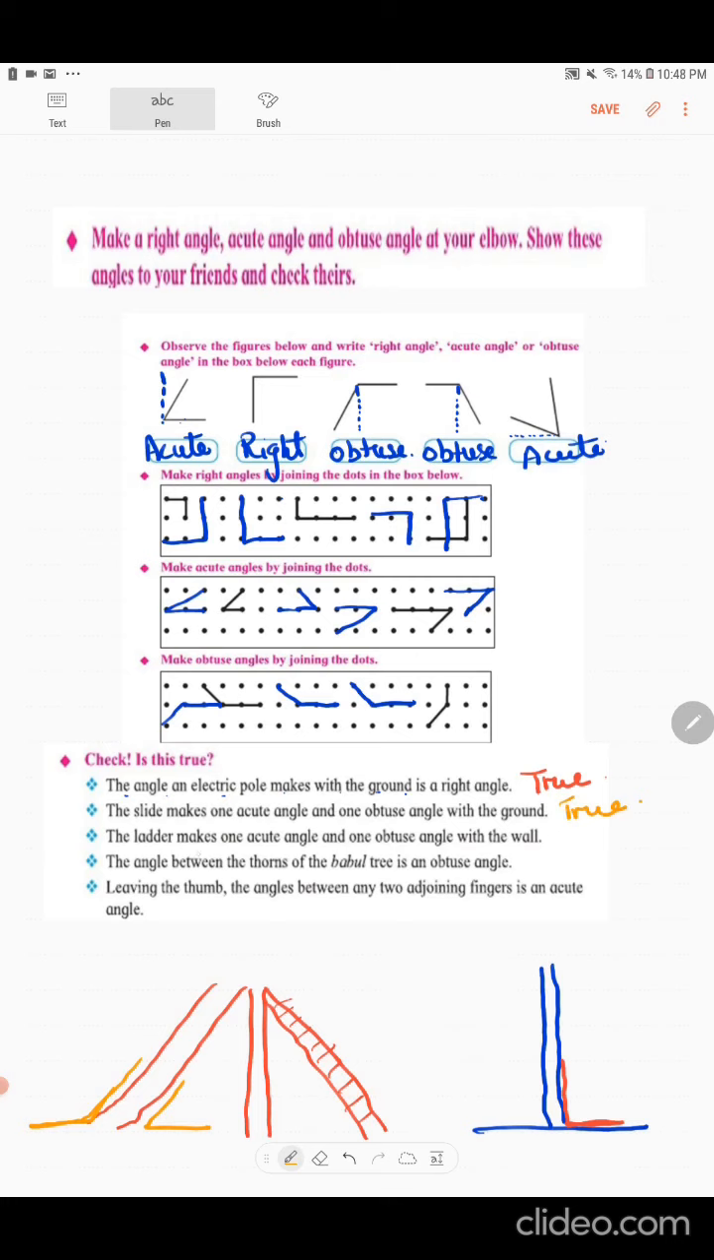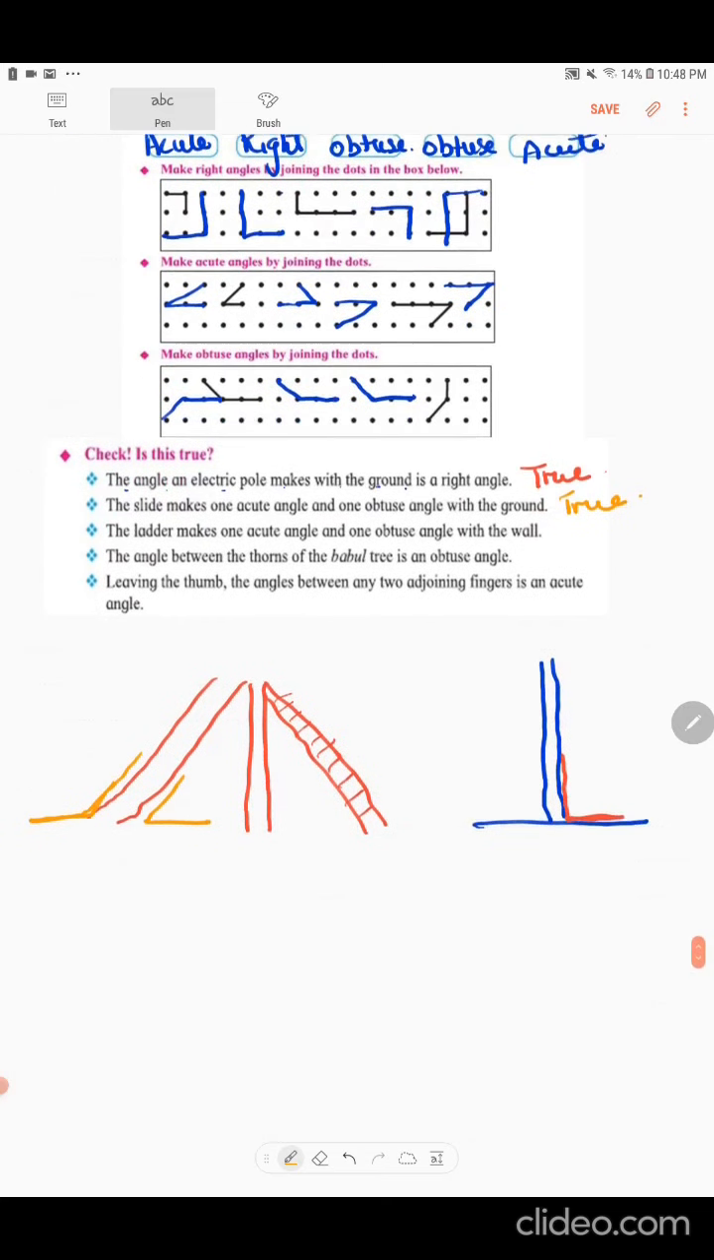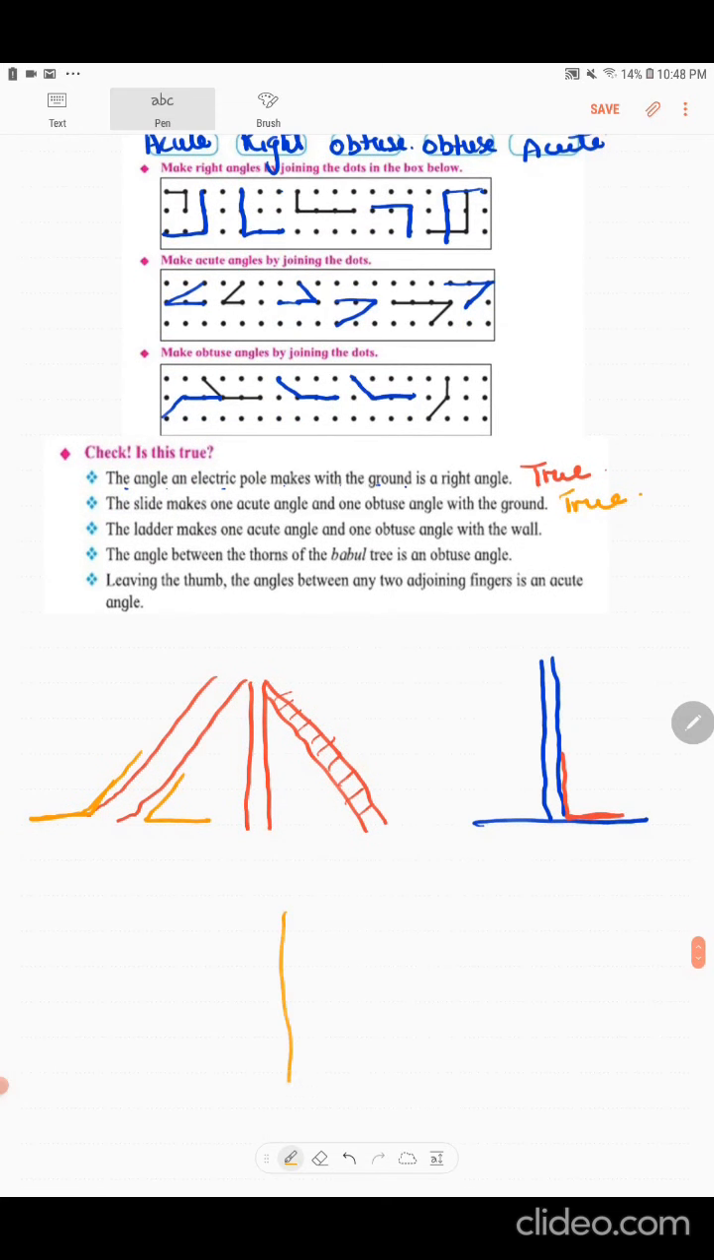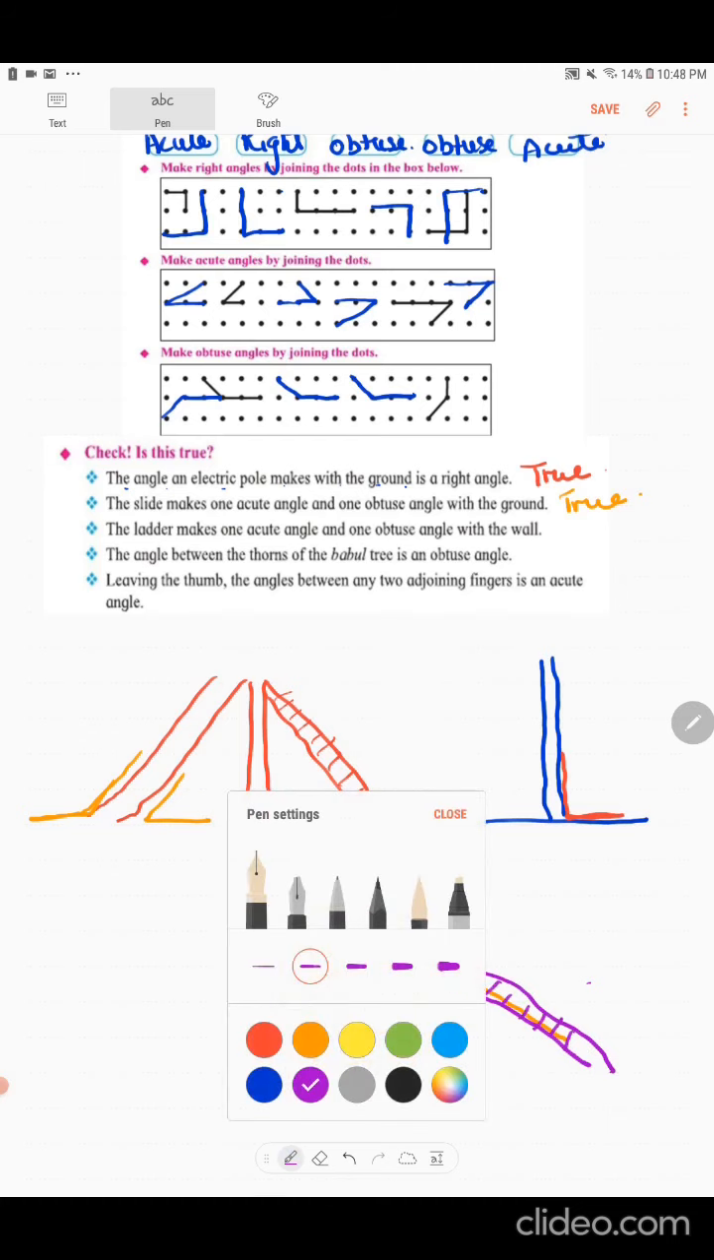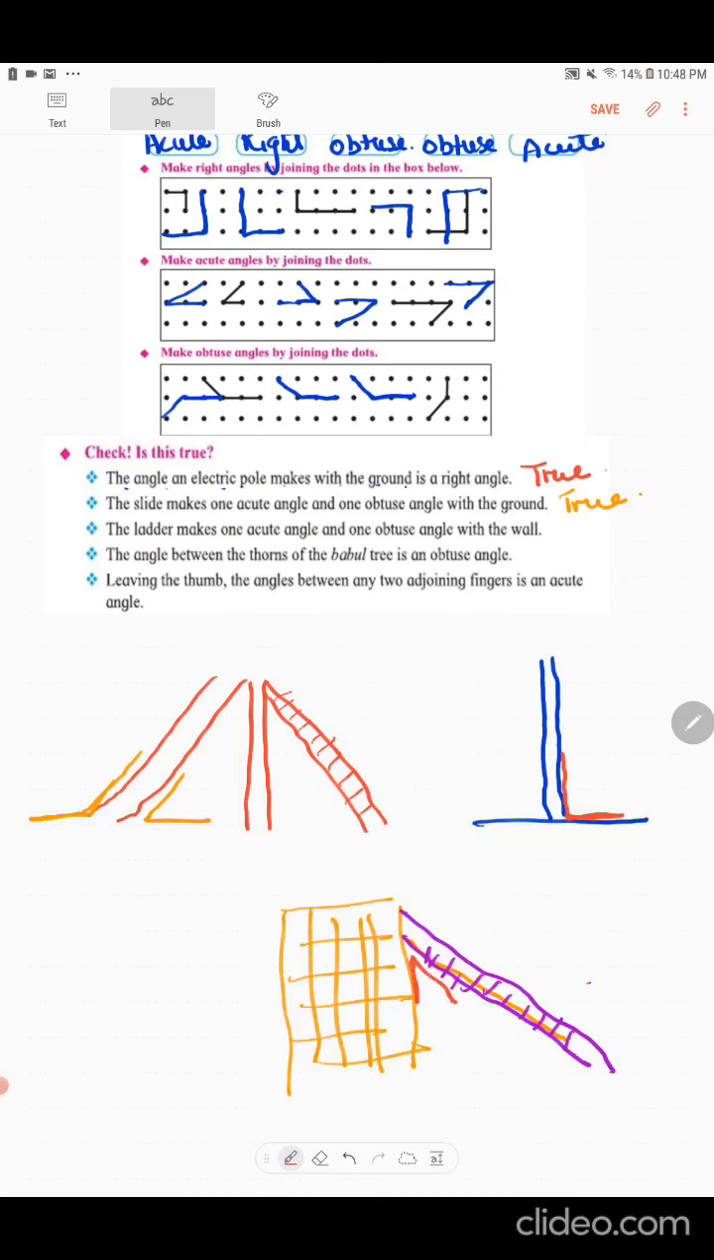Now, the ladder makes one acute angle and one obtuse angle with the wall. Suppose this is a wall. And I have kept a ladder over here. This is a ladder. On one side it is forming an acute angle and on the other side it is forming an obtuse angle. So it is correct? Yes, this is also true.